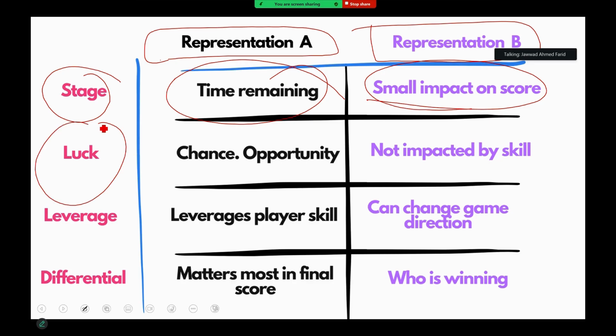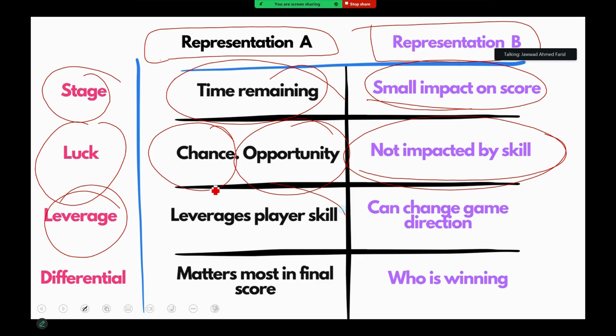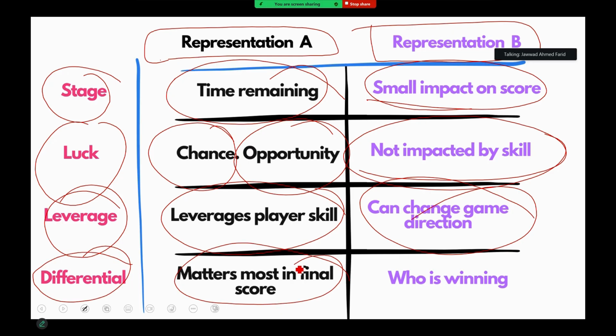Luck. Luck represents chance and opportunity, something that you don't control. Because you don't control it, it's not impacted by your skill. Leverage. Leverage looks at the player's skill. It sort of evaluates and maximizes the player's skill. If you have access to the triple letter word or double letter word tiles and you're a good player, you should be able to put that to work. Leverage can also change the game's direction. Differential, the score differential, matters the most in the final score and it determines who is winning.